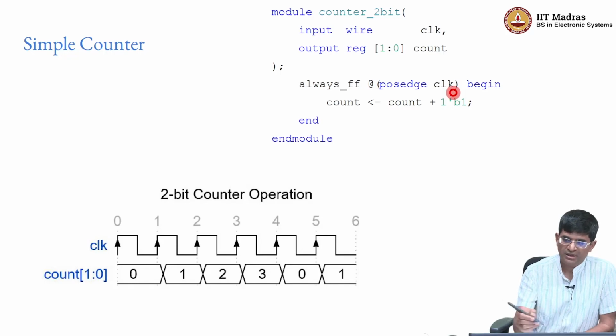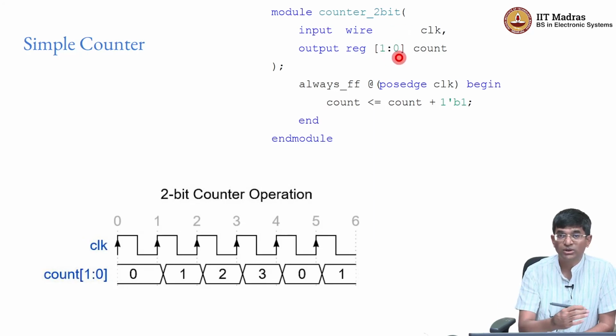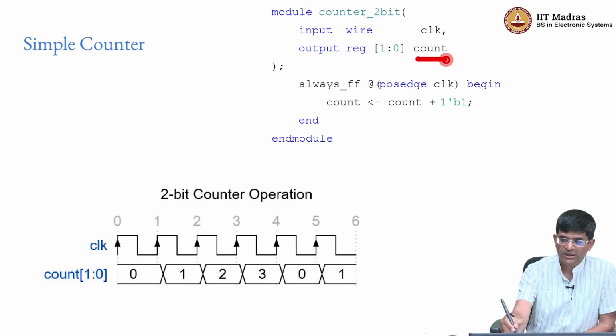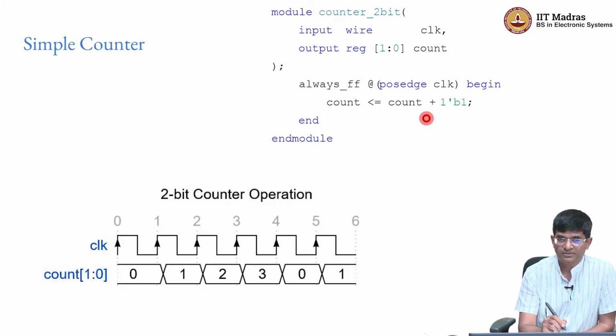So what does this mean? As you can see over here, count has been declared as a 2-bit register, right? Remember the Verilog syntax. If I declare something as reg of 1:0, this 1 corresponds to the most significant bit, this 0 corresponds to the least significant bit, and this essentially corresponds to an array of bits or a group of bits, right? A multi-bit value. So count in this case is a 2-bit value. On every clock edge, I'm going to do count is equal to count plus 1.